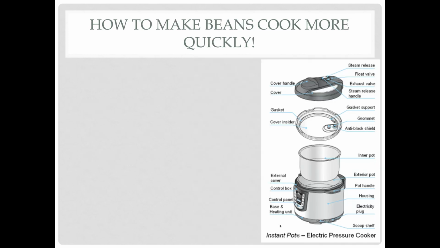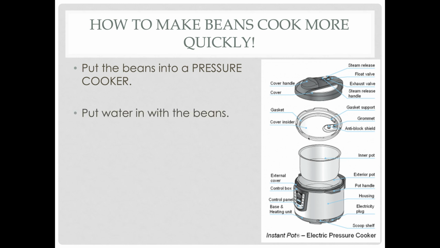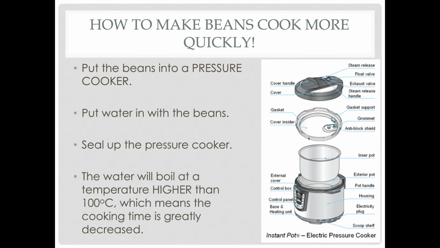This is a pressure cooker. Some of you may have this at home in the form of either a dedicated pressure cooker or an Instant Pot. Instant Pots can act as slow cookers or pressure cookers. And the idea is you put your food in here, you seal it up, and the excess pressure will bring the boiling point up, cooking your food faster. So you put the water in with the beans, you seal it up, and then the water will boil at a higher temperature, cooking your beans faster.